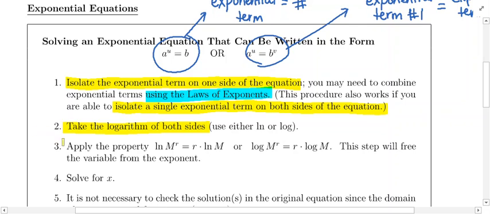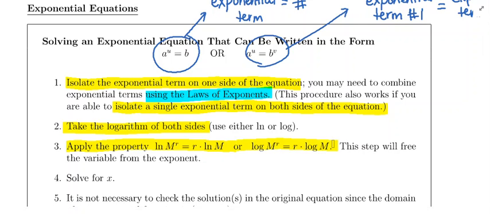Then you're going to apply the third major property of logarithms, where the natural log of a quantity raised to the r power is equal to r times the natural log of the quantity. That property works for natural log, and it also works for log. The reason we use that property is because it frees the variable from the exponent. Exponential equations are difficult to solve because the variable is trapped in the exponent, so that third major property of logarithms frees the variable from the exponent.